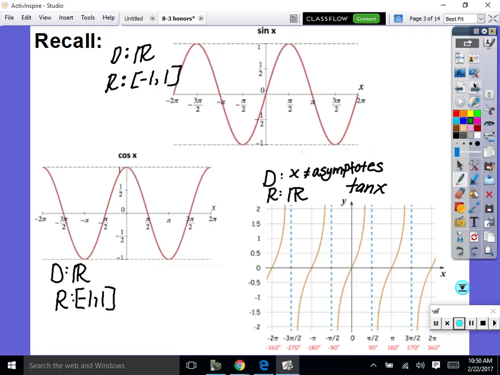And then looking at tangent, this is what tangent looks like. Our domain is all real numbers except x cannot be where our asymptotes are. That's when we divide by 0, correct? That's not okay. So where the asymptotes are is when we divide by 0, so that's just not in our domain for tangent. But our range for tangent isn't bouncing between -1 and 1. It's growing up to positive infinity and negative infinity. Just a reminder.